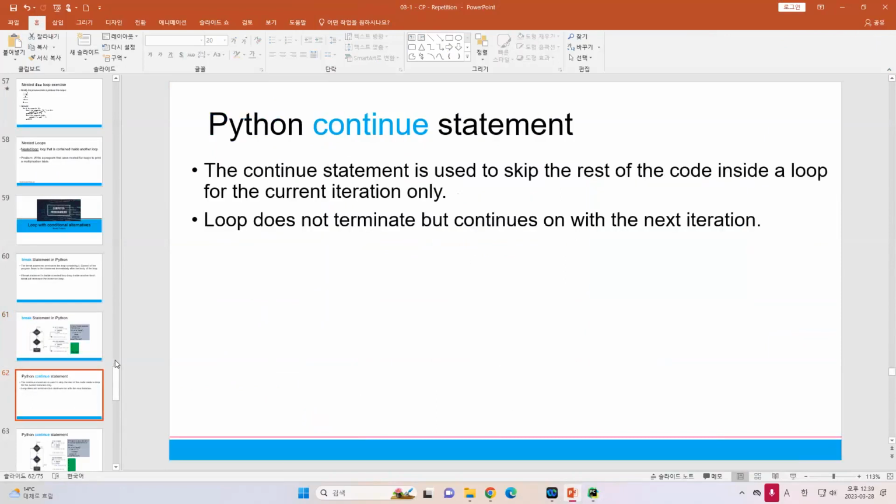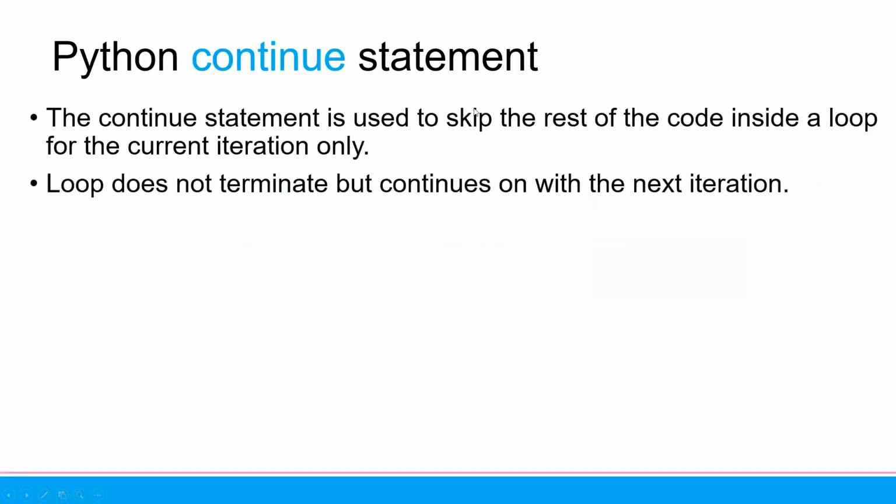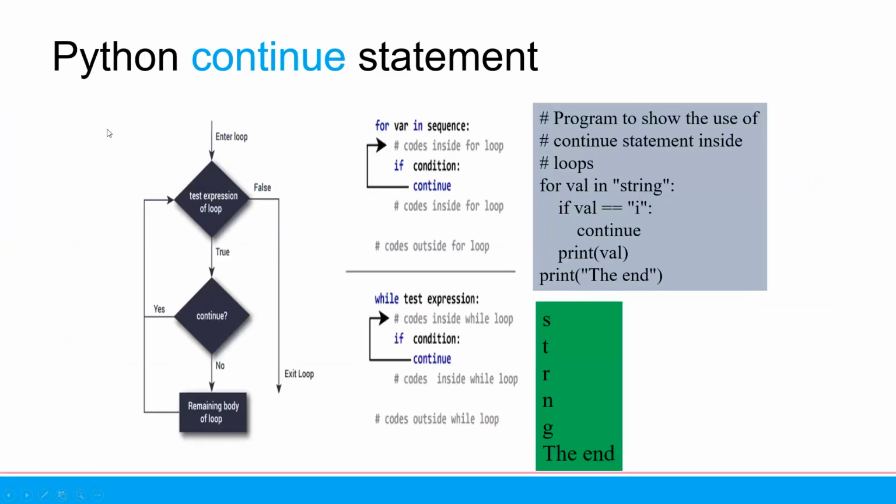There is another statement, we call it continue. The continue statement is used to skip the rest of the code inside the loop for the current iteration only. Loop does not terminate, but continues on with the next iteration. So using the same code, we can put the continue in the condition of the loop. We can also put the continue in the while loop.